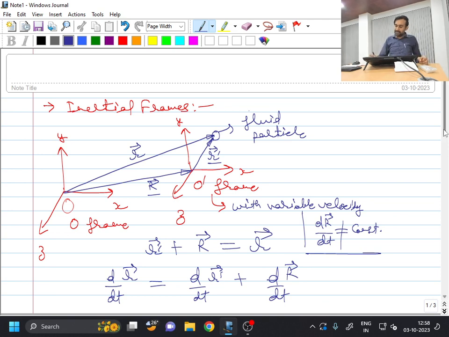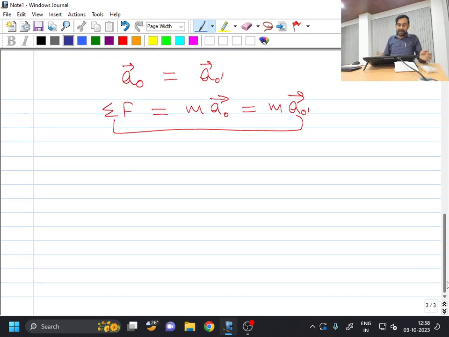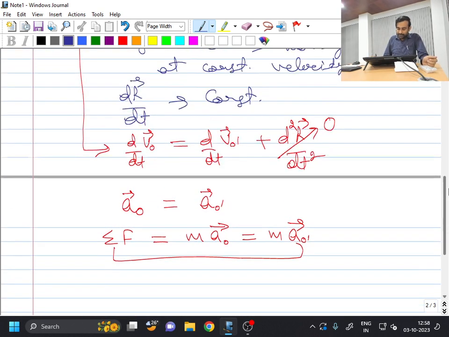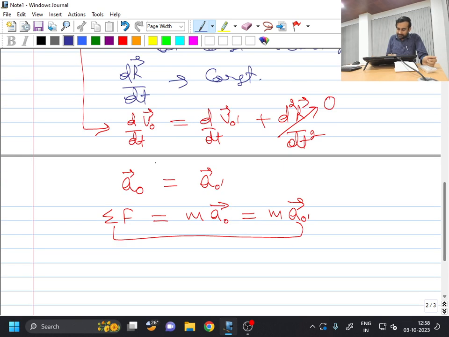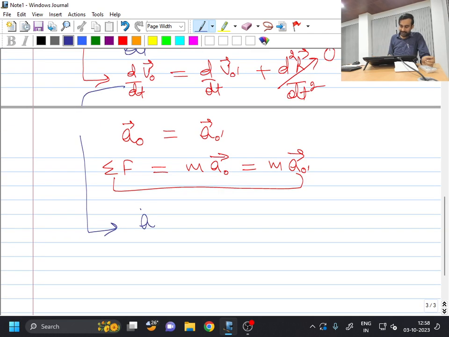variable velocity. Okay, so ultimately then this will give rise to the acceleration term, where when I am taking the derivative of velocity, this particular equation will become that acceleration of fluid particle with reference frame O is equal to acceleration of fluid particle with reference frame O dash, plus I will be having some additional component, and this additional component is coming because of the acceleration of the moving frame, d square r t by dt square.